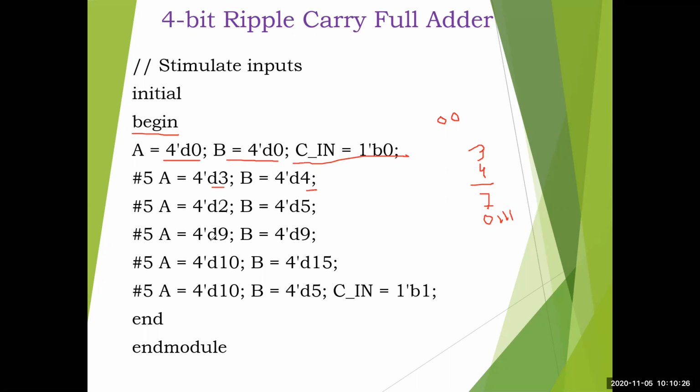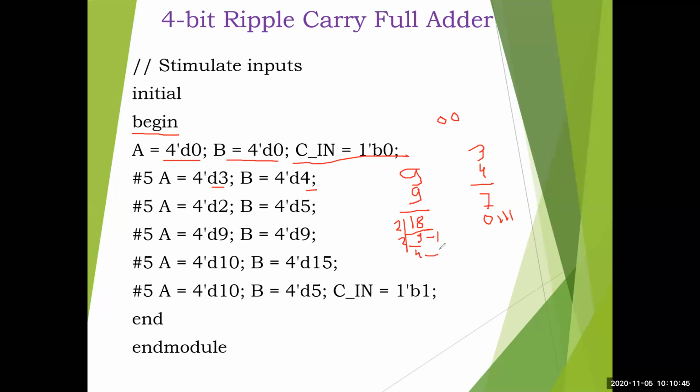Then you have A is 9, B is 9. So 9 plus 9, you are getting 18. But how will 18 be written in binary? You have to do that by successive division by 2, right? So accordingly, you have to compute it.